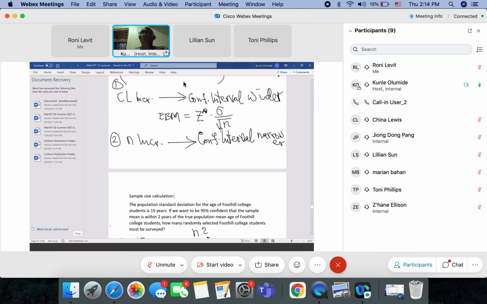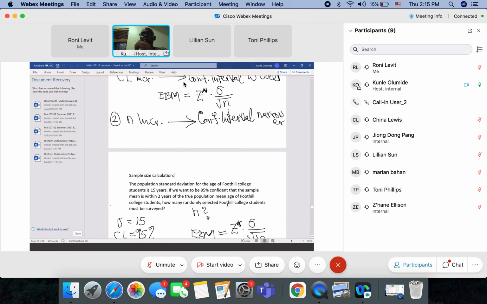Then you have the square root of N over here. And the only thing that we do not know in this formula is N. We know everything. They give us EBM, it's 2. We can get the Z star from the table, 1.96. We are given sigma, 15. The only thing we don't know is N, and that is exactly what the question wants us to calculate. All you have to do now is plug in all of those numbers in this formula and then solve for N.